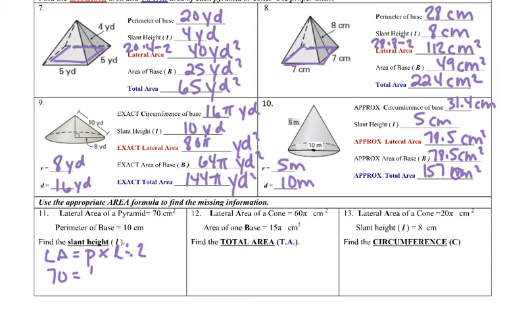For these at the bottom, I like to write out the formula, perimeter times slant height divided by 2. So 70 equals 10 times slant height divided by 2. Well, 70 divided by 2 is 35, and then 10 divided by 2 is 5. 70 divided by 5 gives me my final answer of 14.